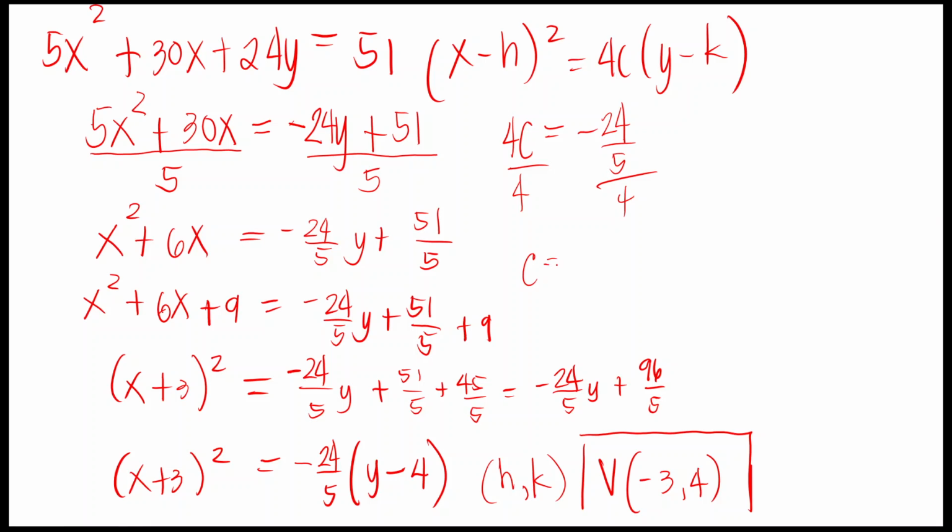Okay, therefore we got negative 24 all over 20, and that is equal to negative 6 all over 5. Okay. Para saan po itong C na to? Itong C na to is actually the distance from the vertex to the focus, and also it is actually the distance from the vertex to the directrix.